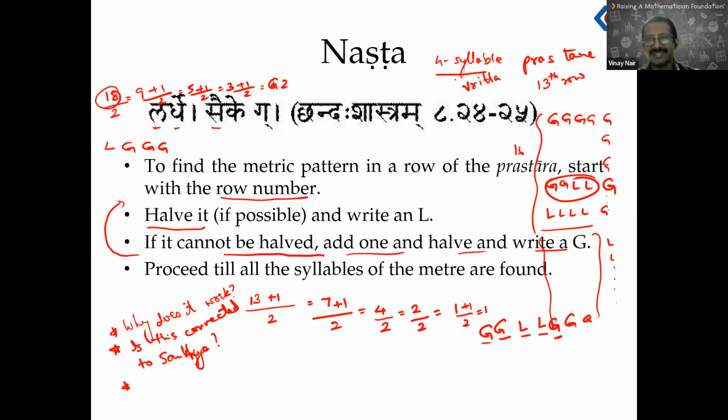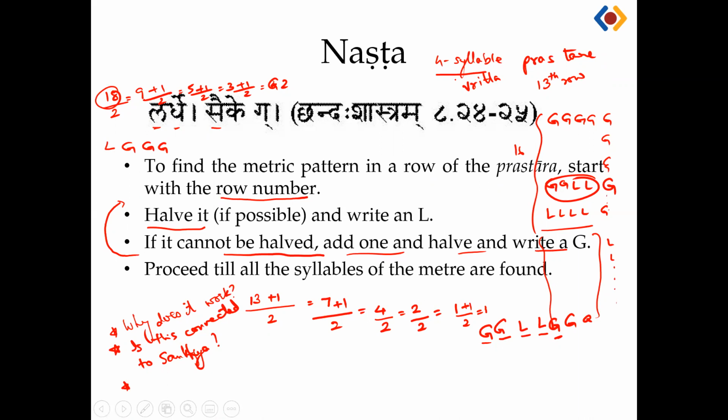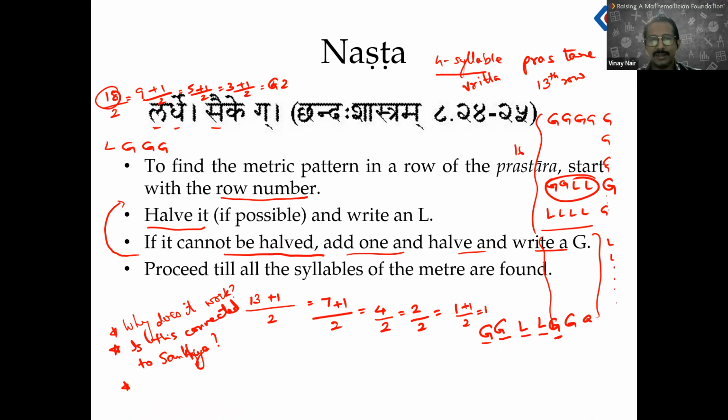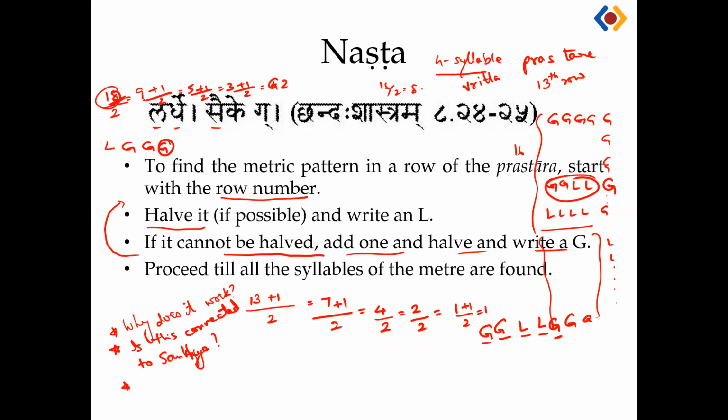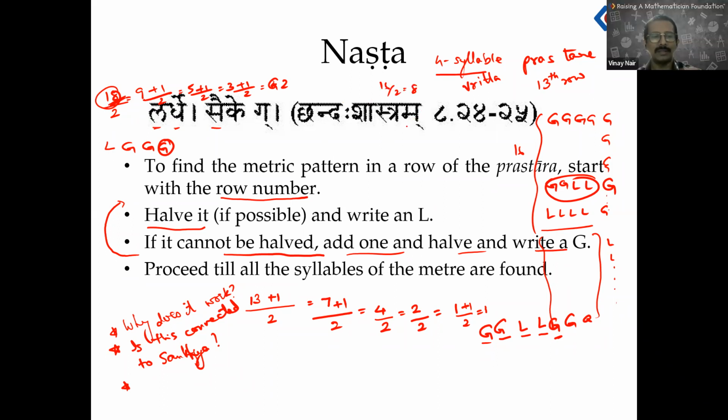But the problem is the 18th row does not exist in a 4-syllable prastara. We'd have to complete till 1. And if you recollect, if it is a 4-syllable prastara, we have 16 possibilities. Anything more than 8 will end with L. 9th row onwards will end with L, right? So it definitely cannot end with G because it is 18 and we know 16 divided by 2 is 8. Anything more than 9 should end with L. Kirti?